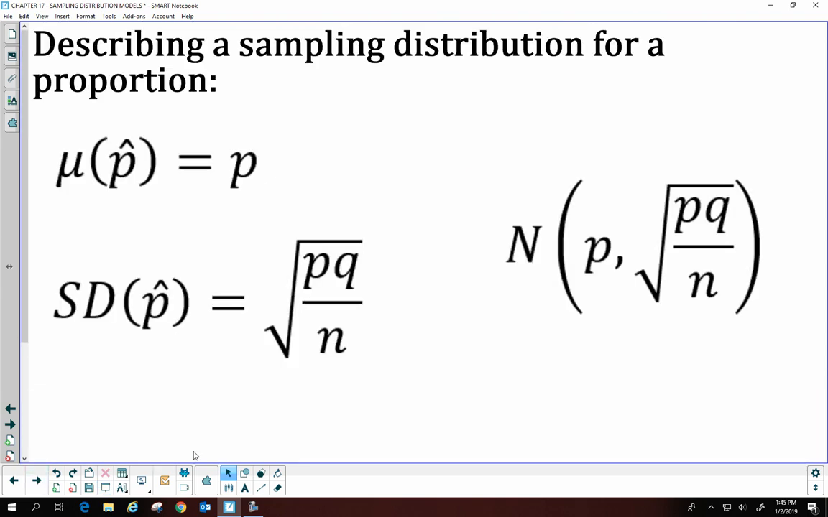And so this is going to help us because we can get samples and find a proportion of people in a sample, and then we can use a normal model to figure out how unusual our sample is, or how far away from the mean it is.